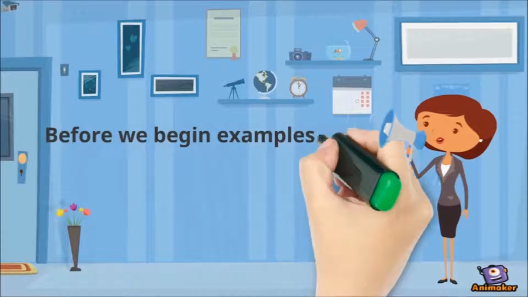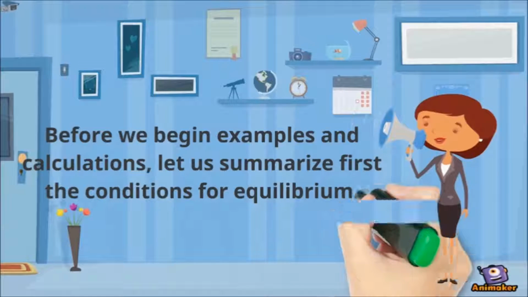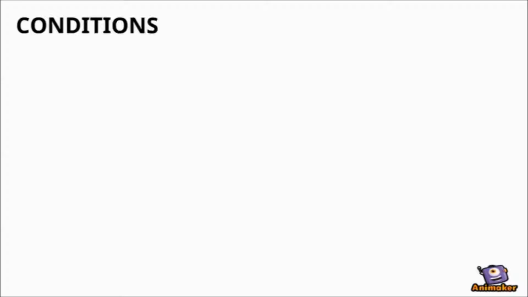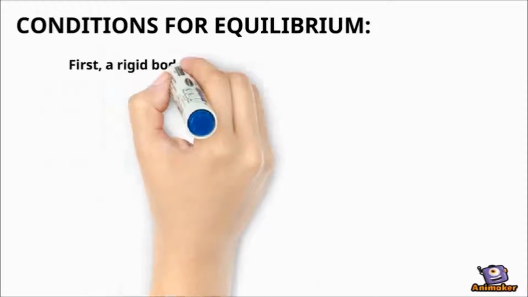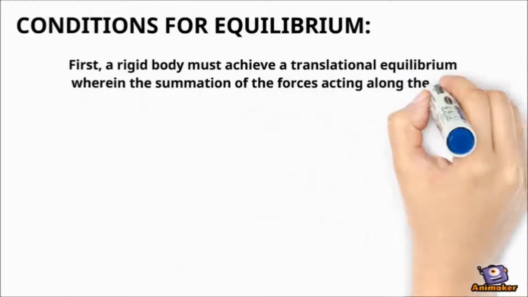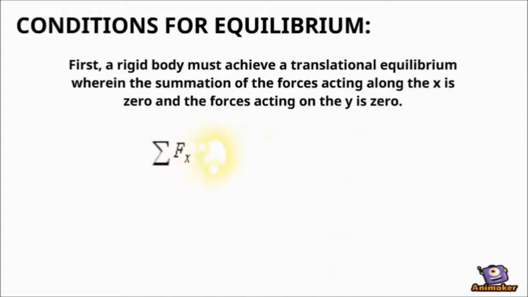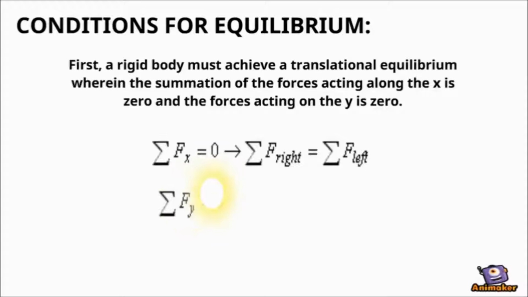Before we begin examples and calculations, let us first summarize the conditions for equilibrium. First, a rigid body must achieve translational equilibrium, wherein the summation of the forces acting along the x is 0 and the forces acting along the y is 0.